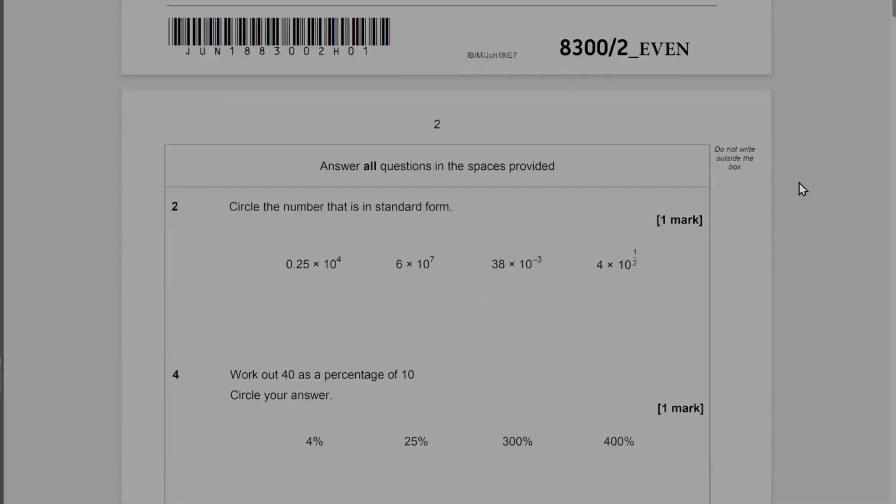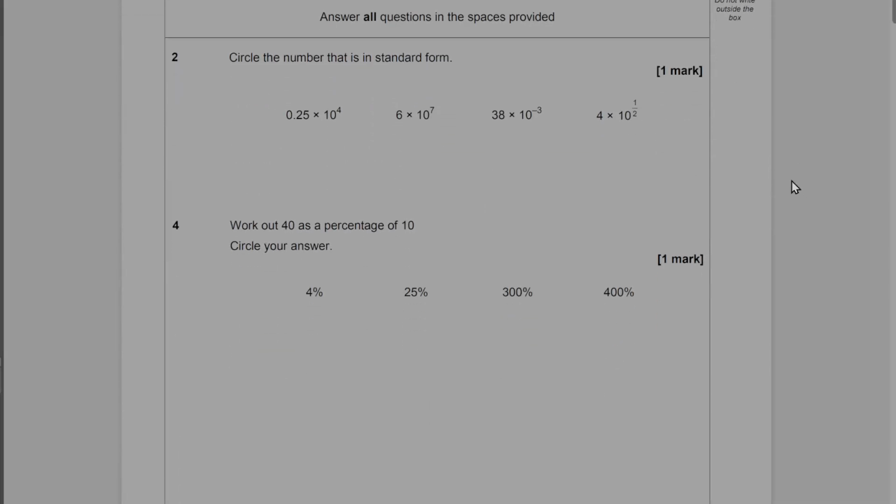Okay, so question one. Circle the number that is in standard form. So the key part of numbers in standard form is that the front number needs to be a number between 1 and 10. So because of that, I can get rid of this value and this value straight away because this one's less than 1 and this one is greater than 10. And then it needs to be times 10 to an integer power. It can be a negative integer power, but because this one is to the power of a half, it can't be that one, which leaves us with that one as our correct answer.